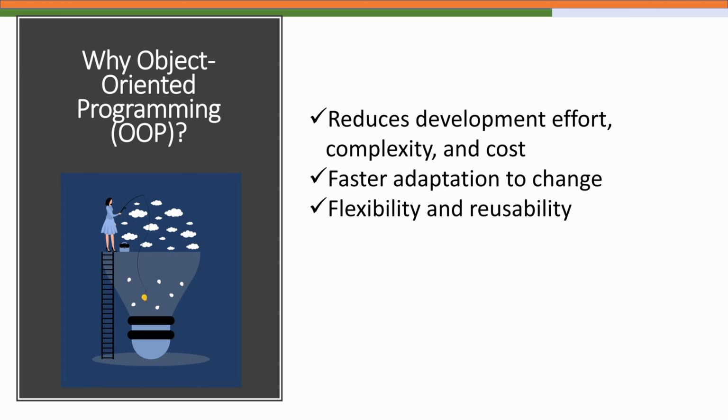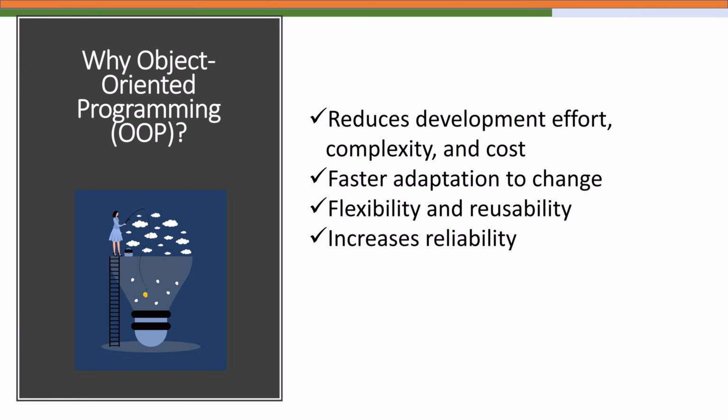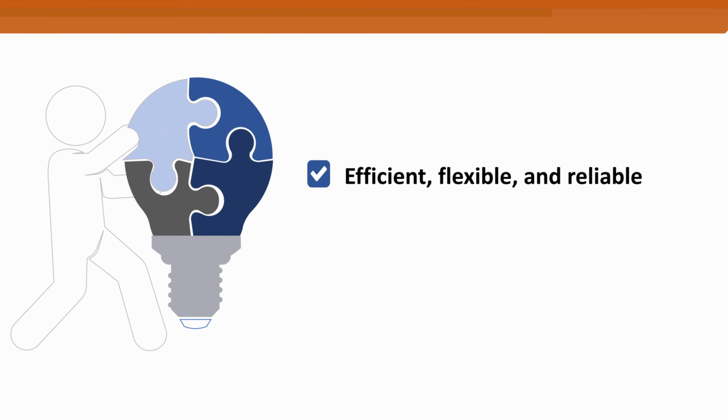So new classes can extend existing ones. This basically saves time and reduces duplication. We will see this concept in detail once we reach the topic of inheritance and polymorphism. And finally, reliability. It increases reliability. So the main goals of OOP are to make software development more efficient, flexible and reliable.